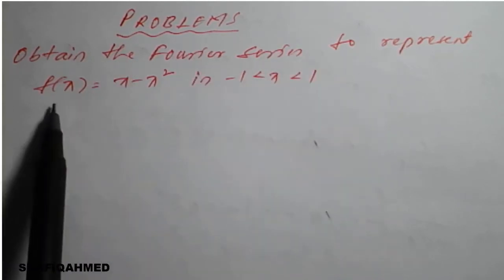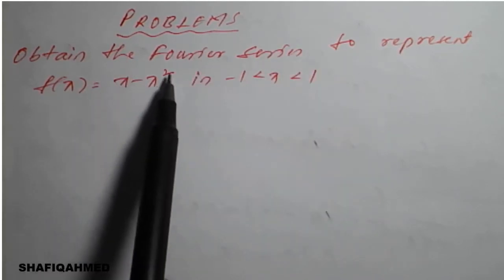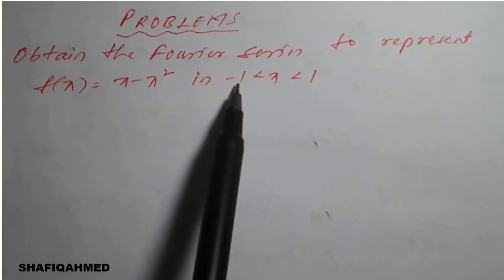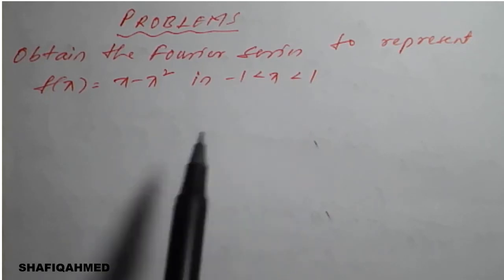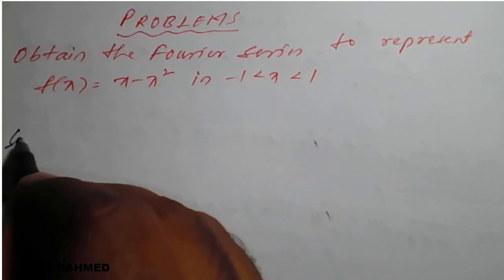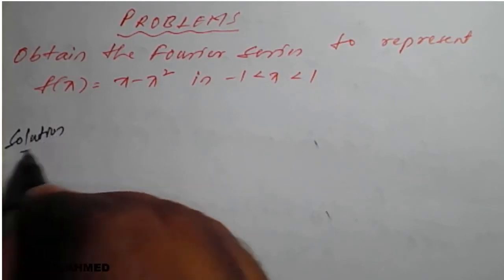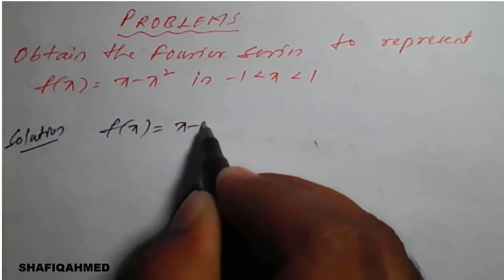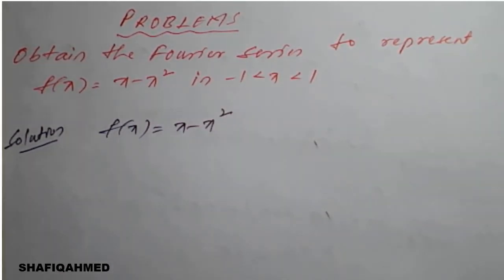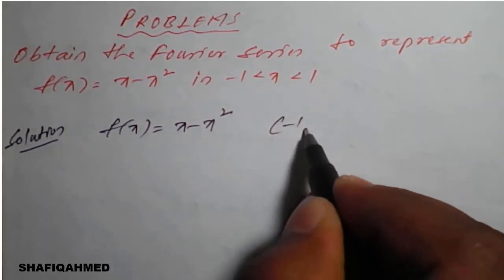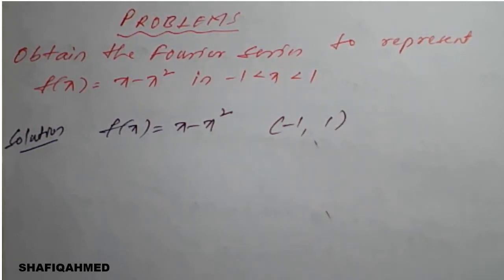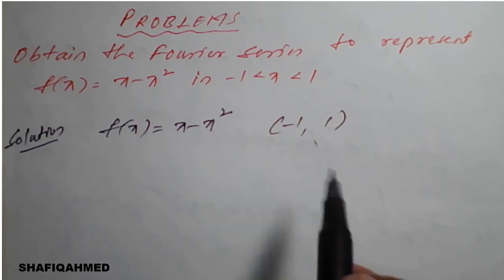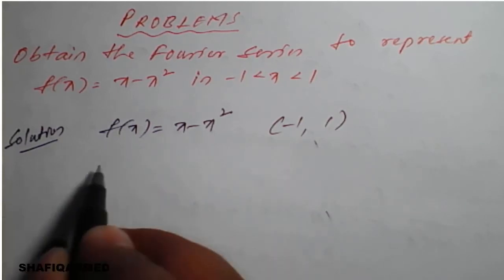Series to represent f of x is equal to x minus x square in x greater than minus 1 less than plus 1. So solution. The given function f of x is equal to x minus x square in the interval minus 1 to plus 1. First we'll check the value of L.